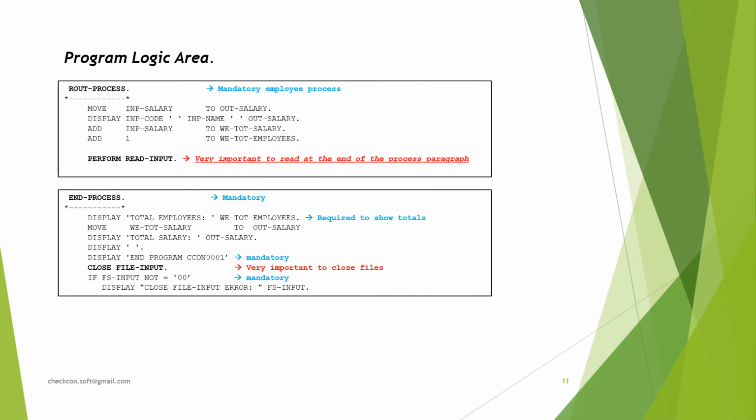Program logic area. Route process. Mandatory employee process. Perform read input. Very important to read at the end of the process paragraph. End process. Mandatory. Display total employees, WETOT employees. Required to show totals. Display end program CCON 0001, mandatory. Close file input. Very important to close files.